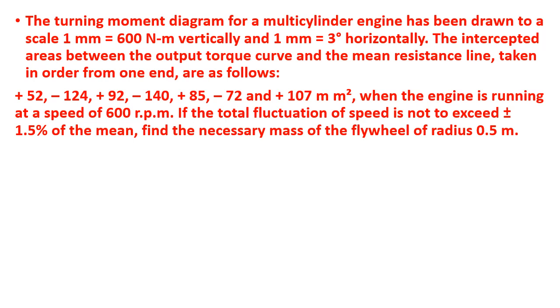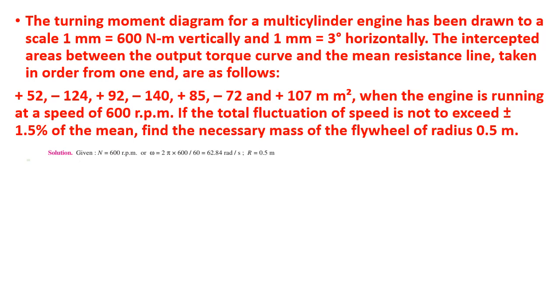So let us try to solve this problem first and see how we are going to go ahead. Writing the given data: N is given as 600 rpm. Whenever you are given a speed, you can always calculate omega. Omega is given by the formula 2 pi N by 60. Substituting 600 here, 2 pi into 600 by 60 gives 62.84 radians per second. The R value is also given as 0.5 meters. Apart from that, whatever other values are given, we will use them whenever required.